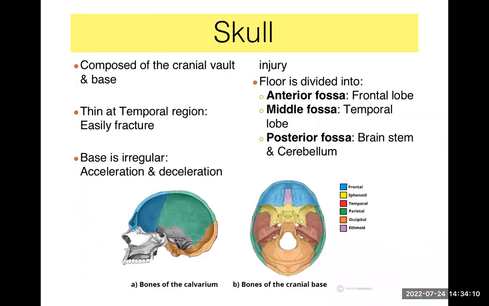What about the skull? The skull is composed of the cranial vault and also the base. It is thinnest at the temporal region, hence easily fractured. The base of skull is irregular and is easily injured by acceleration and or deceleration injury. The floor of the skull is divided into 3 fossas: the anterior, middle, and posterior fossa.